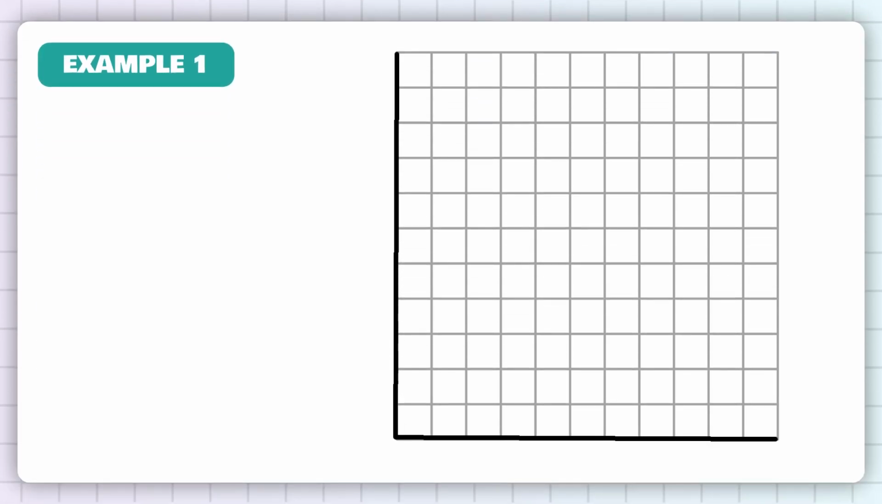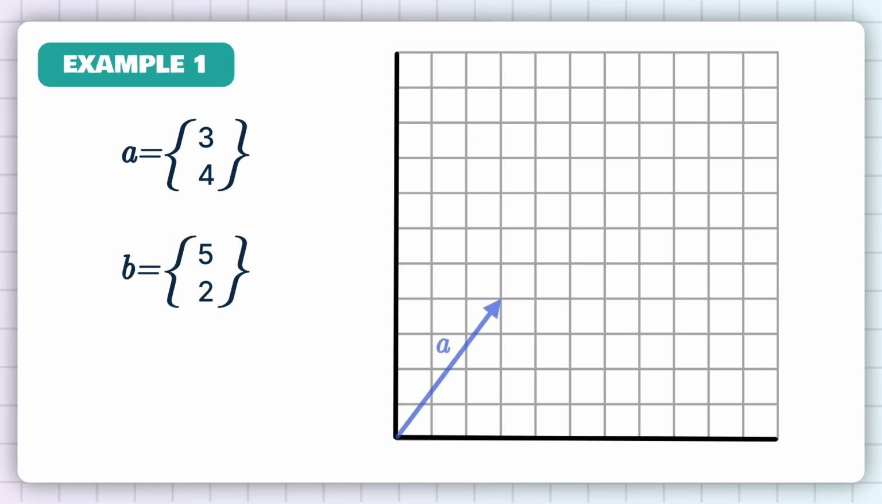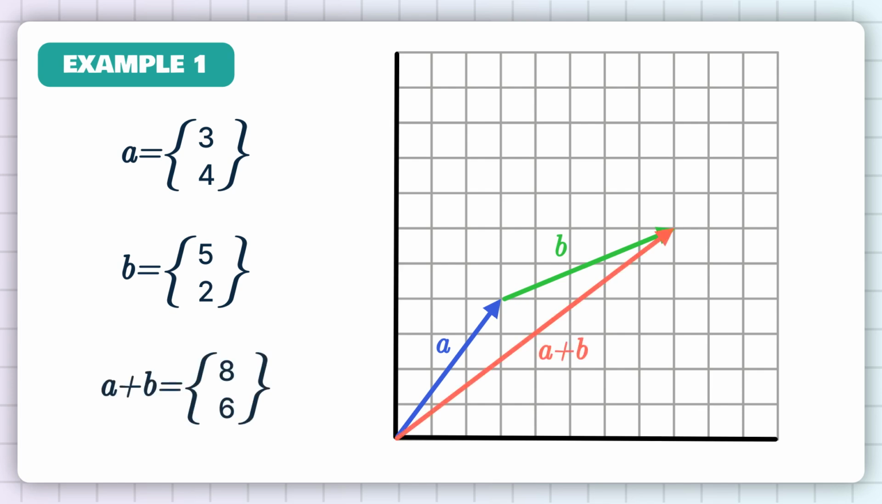For example, let's use the following vectors: a equals 3 over 4 and b equals 5 over 2. We would start by drawing vector a, starting from the origin 0, 0, to the point 3, 4. From the point 3, 4, we would then draw vector b to point 8, 6. The resultant vector a plus b extends from the origin to the point 8, 6. Once again, this is known as the graphical method or the head-to-tail method.